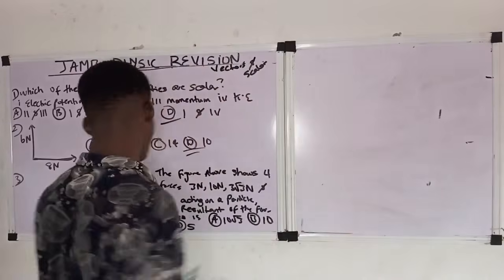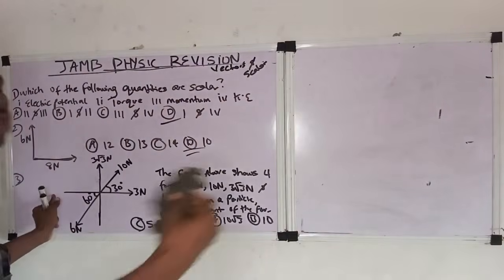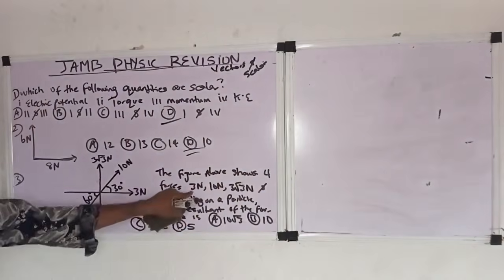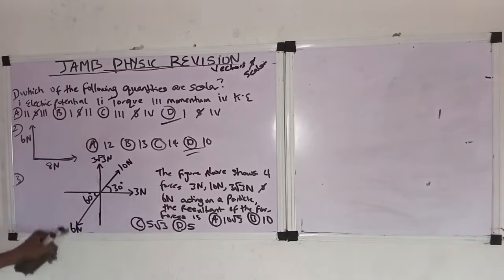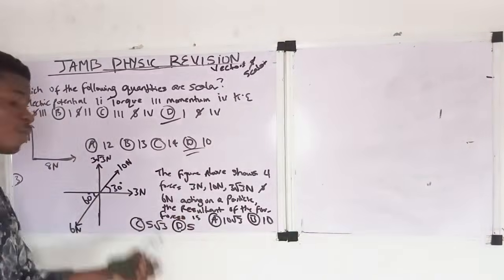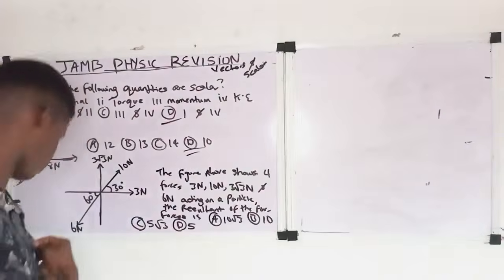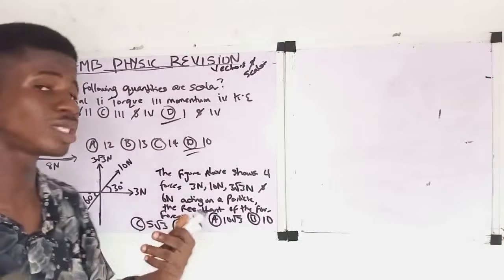Now this question is from resolution of vectors. They said the figure above shows 4 forces: 3 newton, 10 newton, 3 root 3 newton, and 6 newton acting on a particle. The resultant of the 4 forces is what? How are we going to do this type of question?